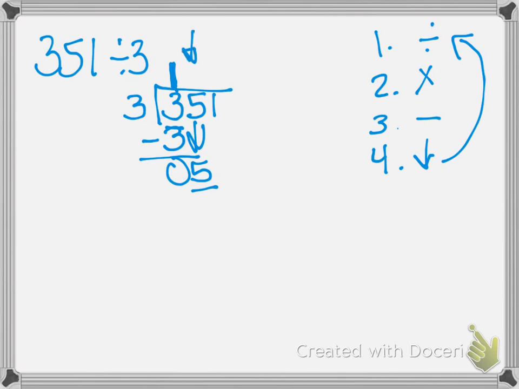Or you can think about it this way. What times 3 is close to 5, but it can't be over 5. Like I can't say 2. 2 times 3 is 6. That would be too much. So we're going to say 1. 1 times 3 is 3.